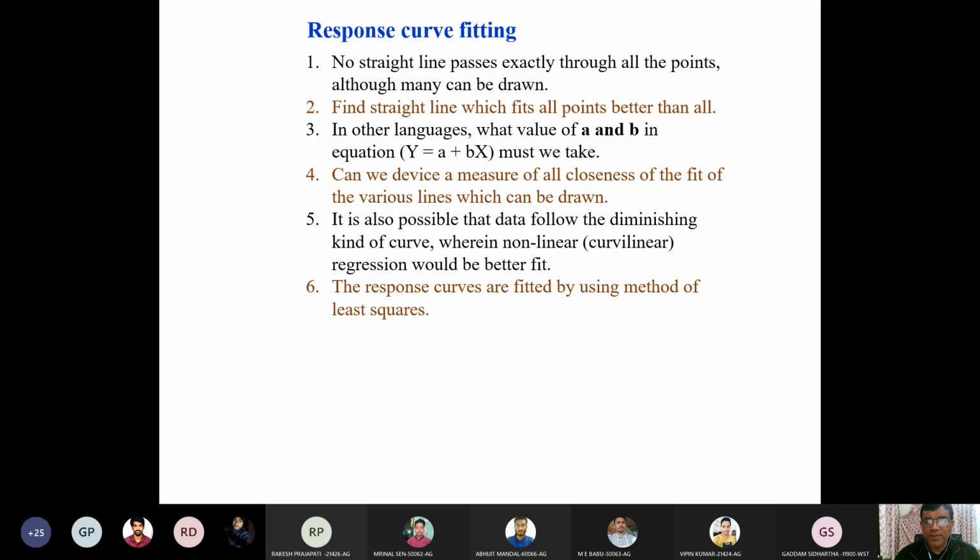The response curves are fitted by using the method of least squares. So this method is used to fit the response curve. Just see the next slide.